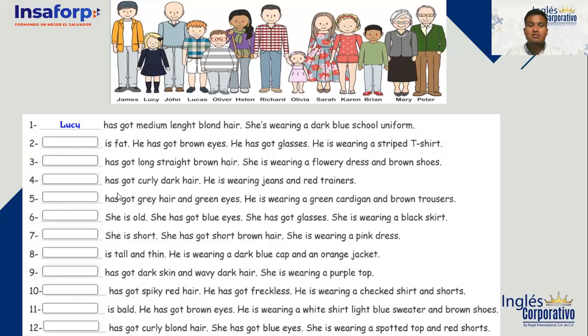It is Regina. Has got long, striped brown hair. She is wearing a flower dress and brown shoes. Mm-hmm. Is Sarah? Sarah, okay, thank you very much. And then the last one is going to be for Melvin. Melvin Jose, number four.